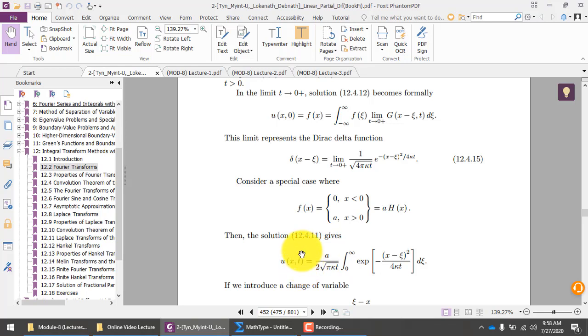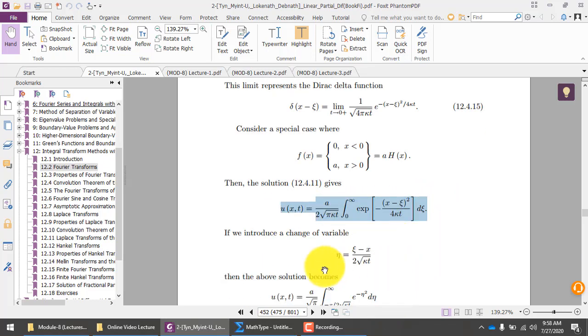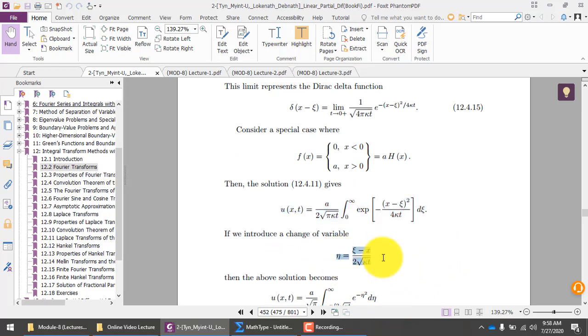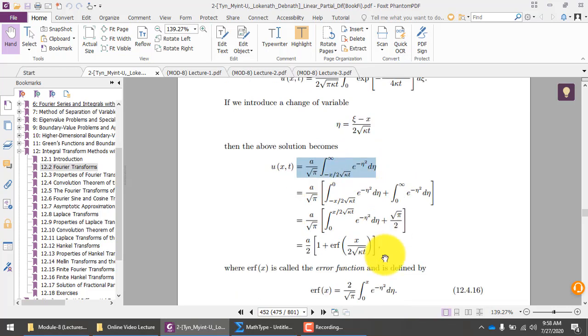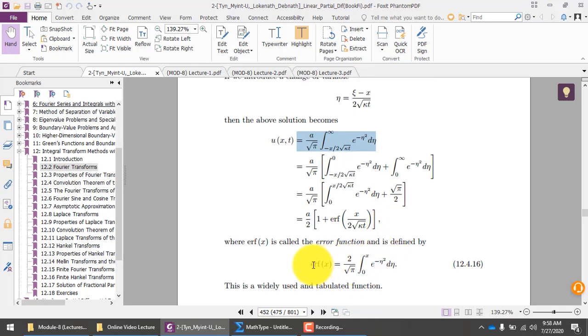So for t positive your solution will be like that, and if you change more variables as you have done previously, you will get this form of solution. And by dividing the integral you will understand that you will have another unknown function, which is known as the error function.